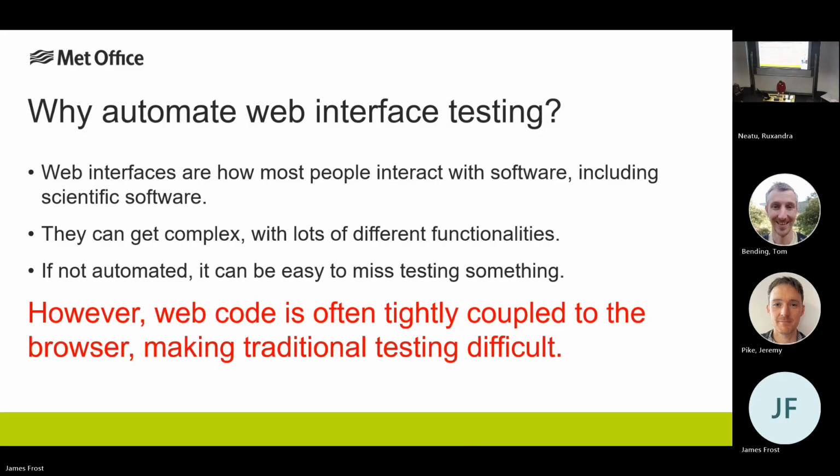However, when you have got your web interface, it's very often highly coupled to the web browser it runs in. And you require lots of browser APIs. It will often manipulate the browser's document object model, and lots of things that make traditional testing methods quite difficult. So what can we do instead?